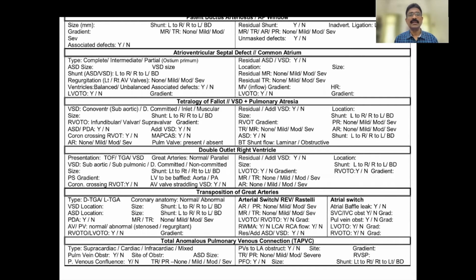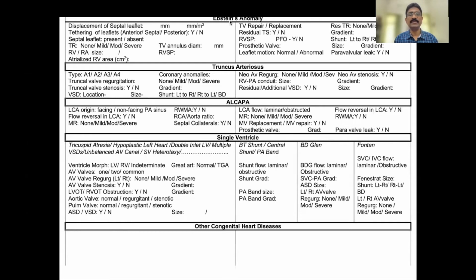When you go to the other diseases, the examination becomes a little more complex. For example, atrioventricular septal defect or common atrium, tetralogy of Fallot or VSD with pulmonary atresia, double outlet right ventricle, transposition of great arteries, total anomalous pulmonary venous connection. The form also has how to image Ebstein anomaly, what to look for in the pre-CPB period and in the post-CPB period, truncus arteriosus, anomalous left coronary artery from pulmonary artery, or the patient comes with a single ventricle. They can undergo either a BT shunt or a central shunt or a PA band or a bidirectional Glenn or a Fontan. Depending on the surgery, what you assess and what things you look for in the pre-CPB period. And if the disease does not belong to any of these disease groups, then we have provided a space.